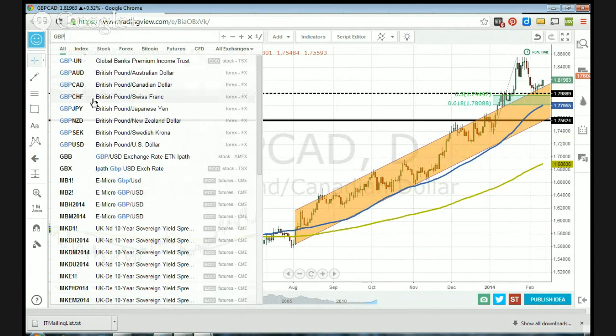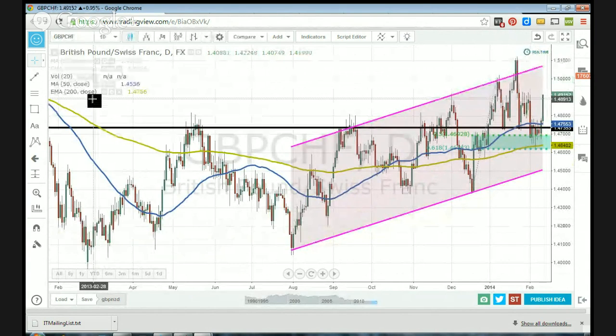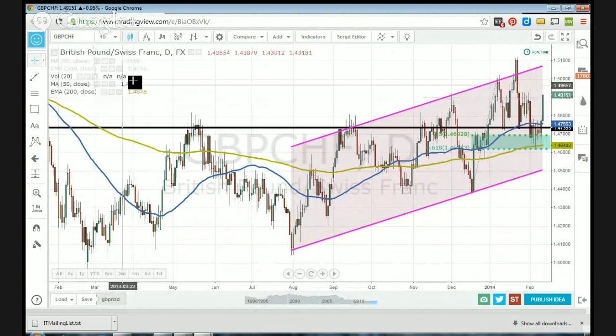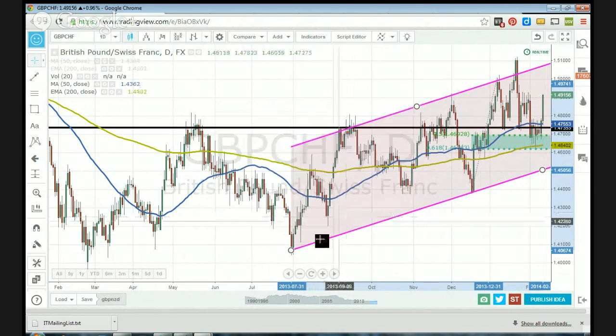Pound Swiss. Okay, huge rally. Wow. Big move up in pound Swiss. I'm going to extend, right. There we go. Just extend that channel. No real trade here that I'd want. Maybe if it goes to 151 or the top of the channel and there's an opportunity to short, that might be. Well, I still will. We'll see.